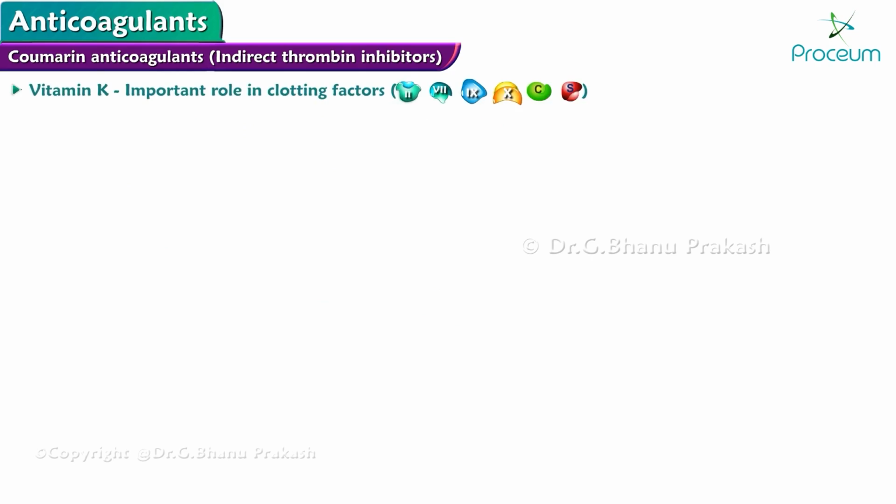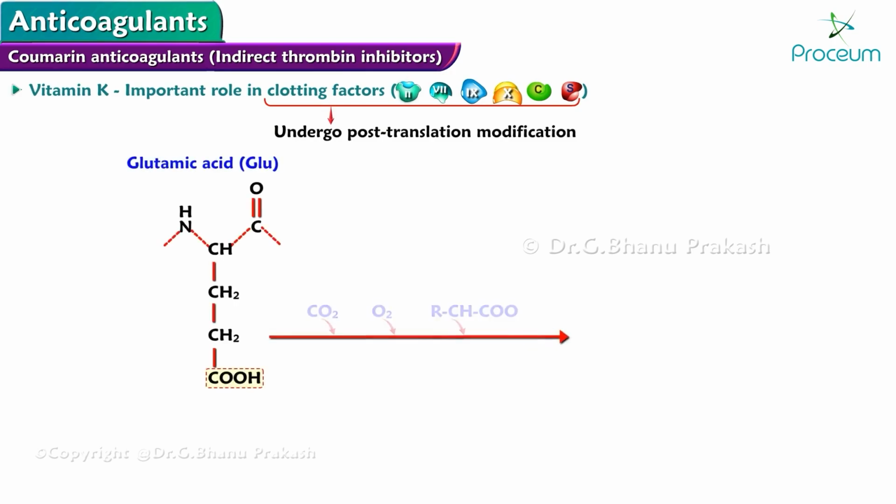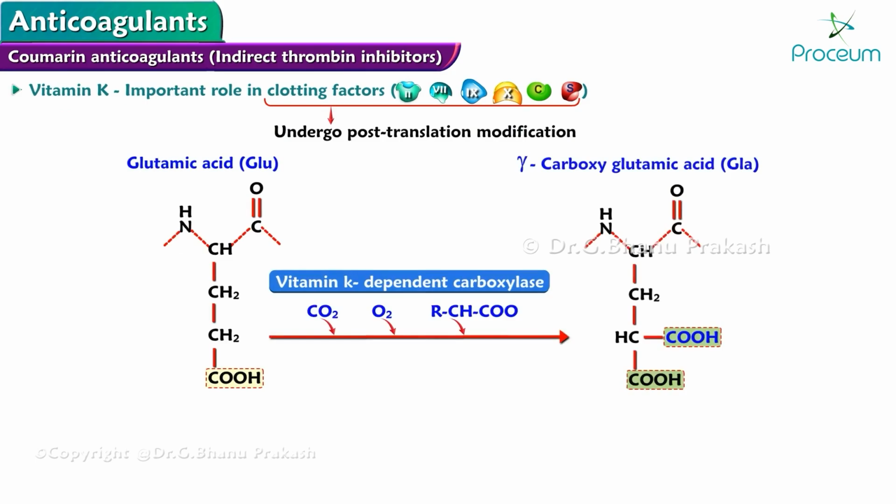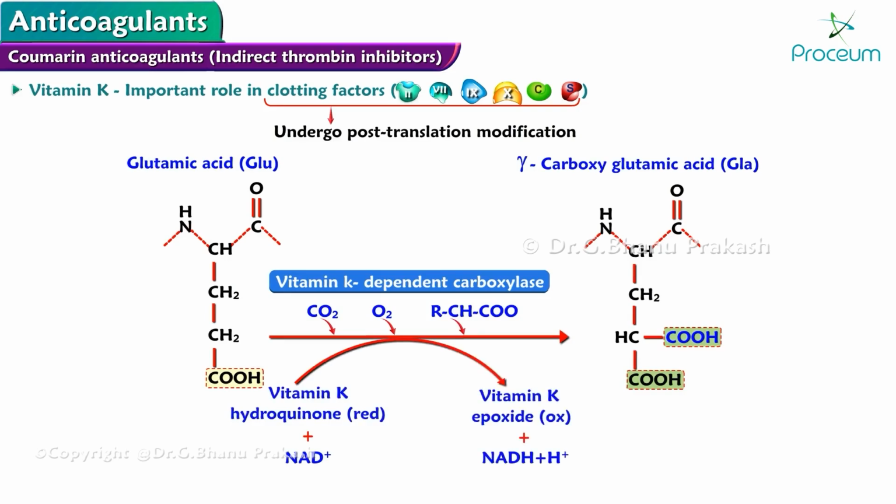Vitamin K plays an important role in the synthesis of the above said clotting factors. They undergo post-translation modification, where glutamic acid residues of the factors are carboxylated to form gamma-carboxyglutamic acid residues in the presence of vitamin K. This carboxylation reaction requires carbon dioxide and vitamin K-dependent carboxylase.